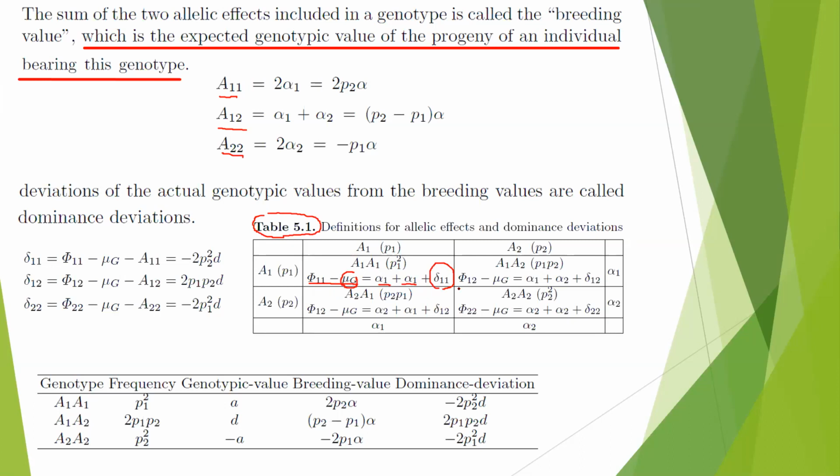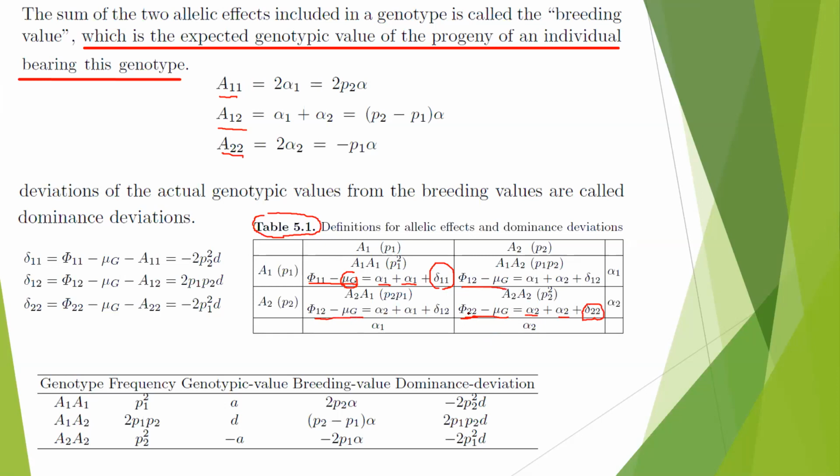All right, the same thing here. For this genotype, we can express the difference between the genotypic value for this genotype and the population mean by using the sum of the two allelic effects from the second allele plus an error term here. The same thing for these two, right? These two are the same.